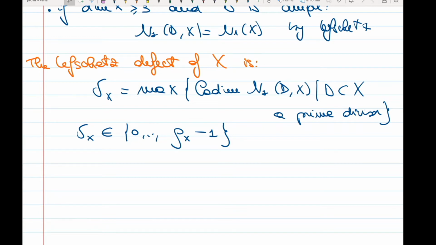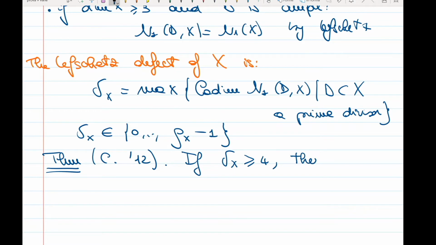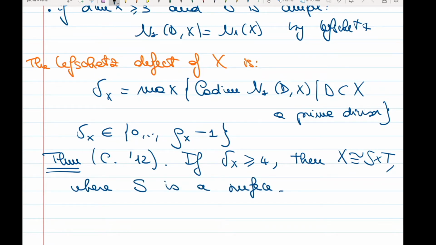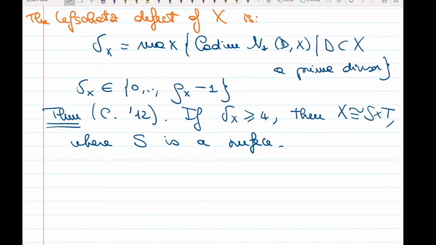When delta is bigger than 0, basically it means that X contains some prime divisor with a Picard number smaller than the Picard number of X, more or less. Then what's the important property of this invariant? It is that if delta is at least 4, then X is a product of a surface with another Fano manifold. And then we have a weaker statement when the Lefschetz defect is 3.